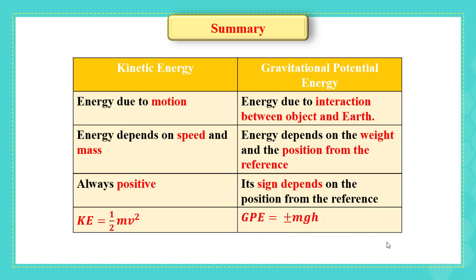Kinetic energy equals half mv squared, while the gravitational potential energy equals plus or minus the mass times g times h. This is the end of this part.